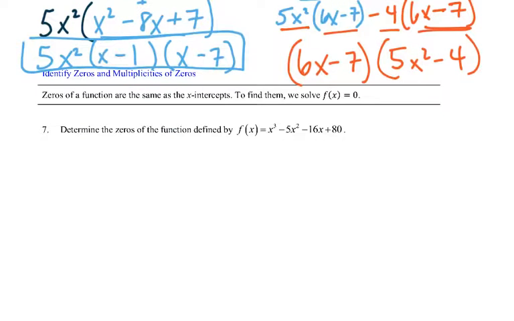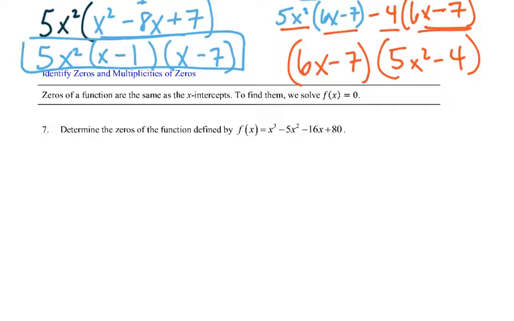All right, so now we're going to identify zeros and multiplicities of zeros. Zeros of a function are the same as the x-intercepts. So it's where your function hits the x-axis. To find them, we solve f of x equals 0. If we are able to factor our polynomial into smaller factors, we could set each factor equal to 0 to find each of our zeros. So that's why factoring is going to be super important.